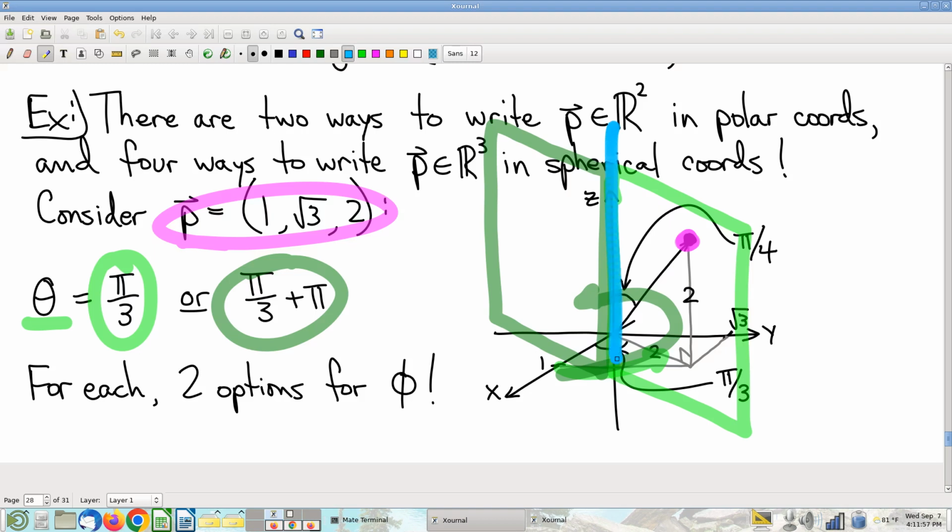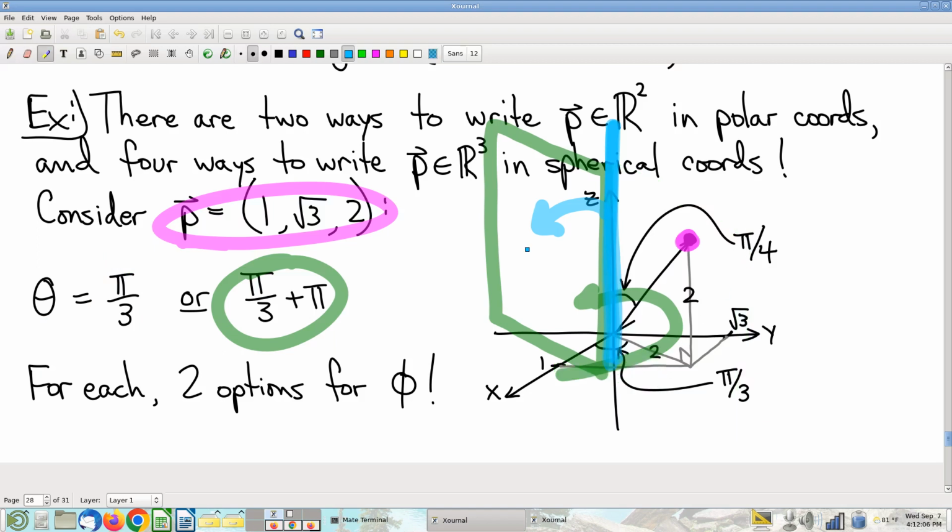So again, phi is measured off of the vertical. That would be if we're looking at that theta, this would be positive phi, and that's just negative phis. Right? So both of the values of theta work. Just different phis.